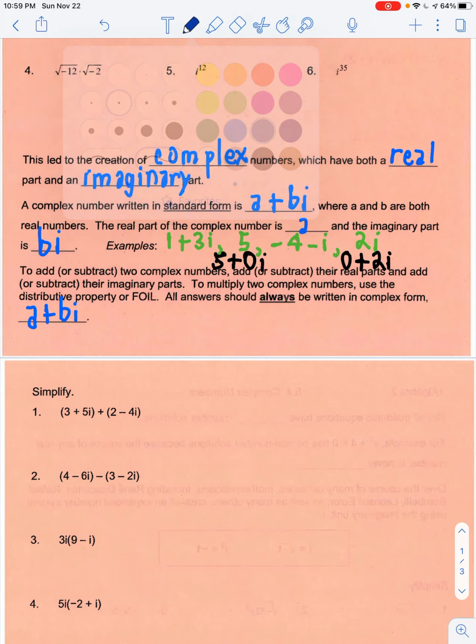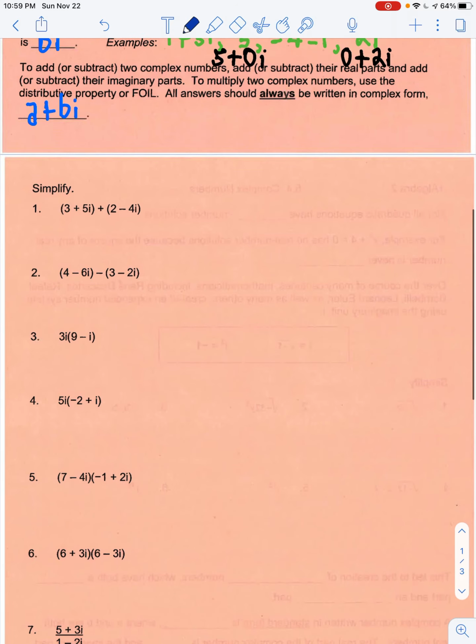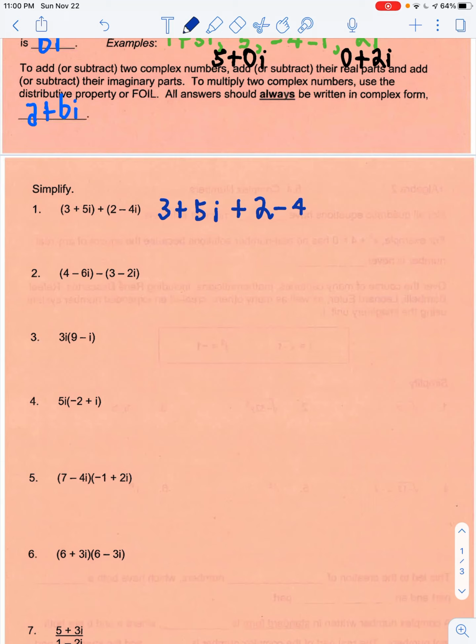So let's try some problems if we slide down here. The first example we have is the complex number 3 plus 5i plus the complex number 2 minus 4i. What I want you to do is just treat these like algebraic expressions, rewrite the expression without parentheses, and then combine real parts. So the 3 plus 2 gives you 5. And you're going to combine imaginary parts. A positive 5i and a negative 4i give you a positive i, kind of like positive 5x and negative 4x.